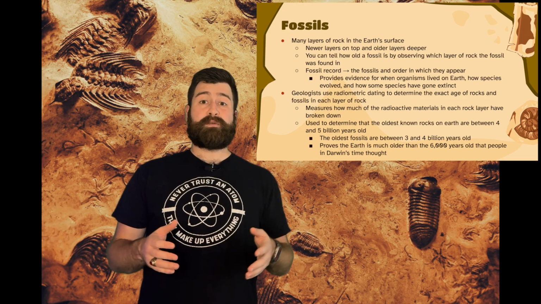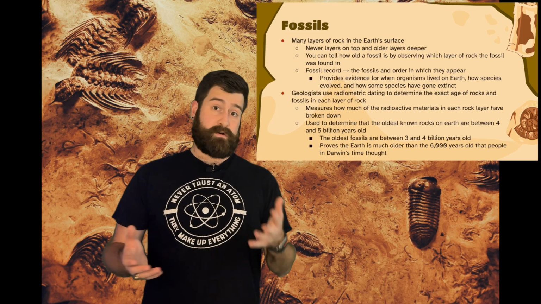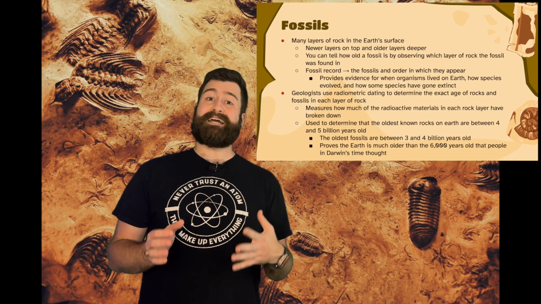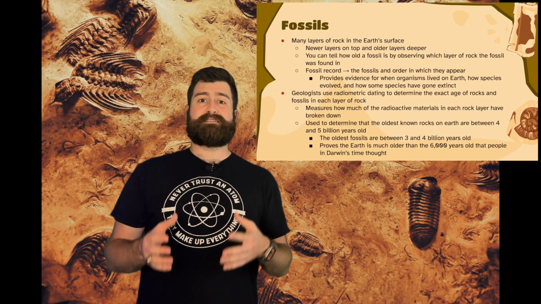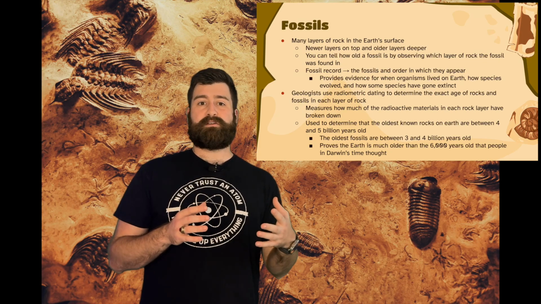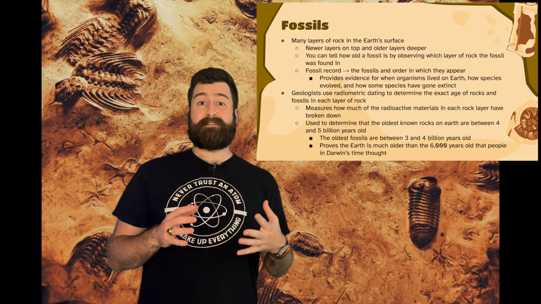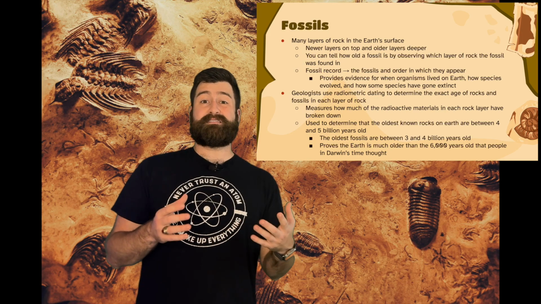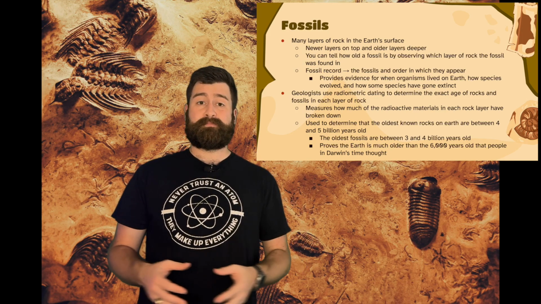Aside from using rock layers to determine how old a fossil is, geologists and paleontologists can use radiometric dating to determine the exact age of rocks and fossils in each layer of rock. What this does is measure how much of the radioactive materials in each rock layer have broken down. This can be done because the half-life of the radioactive materials used is known, and this tells us how old it is based on how much of that substance is left.